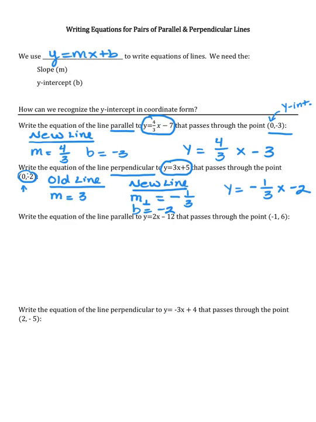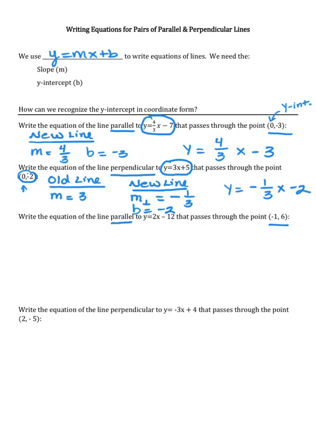Now, what happens if we need to write the equation of a line that's parallel or perpendicular to a given line, and the point we're given is not the y-intercept? Well, let's take a look at the next one. Write an equation for a line parallel, so we're looking for the same slope, to y equals 2x minus 12, passing through this new point, -1, 6.